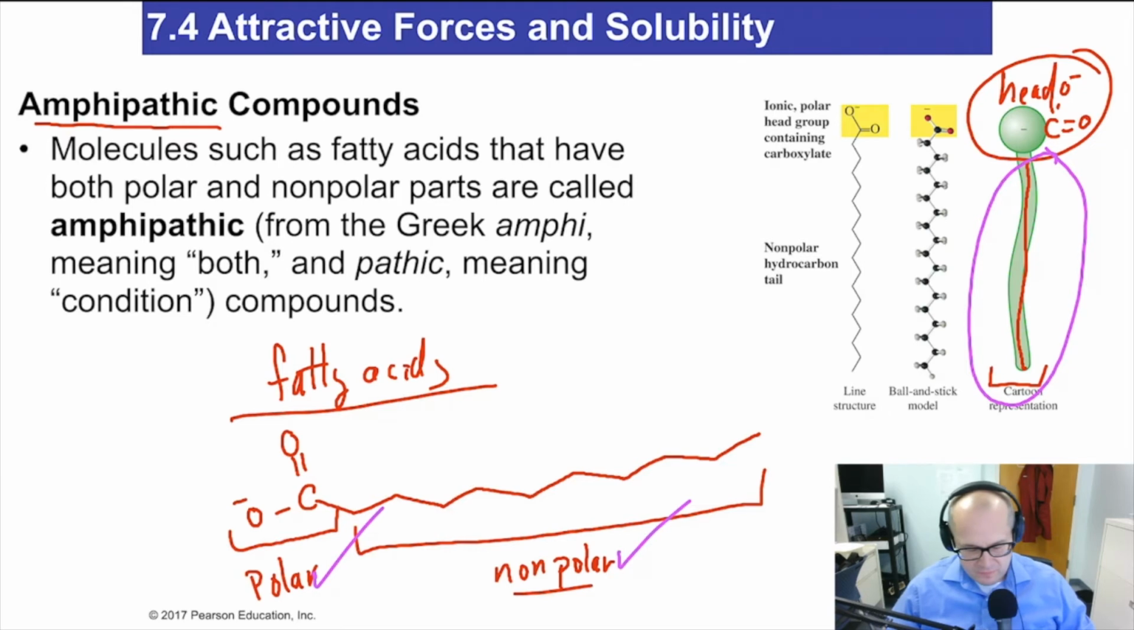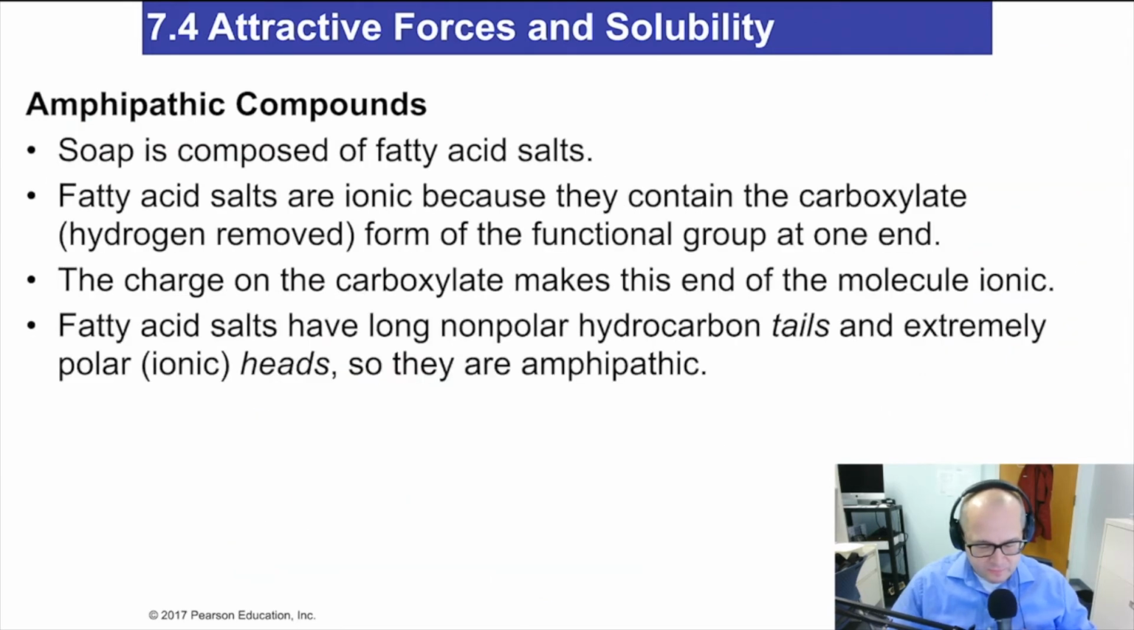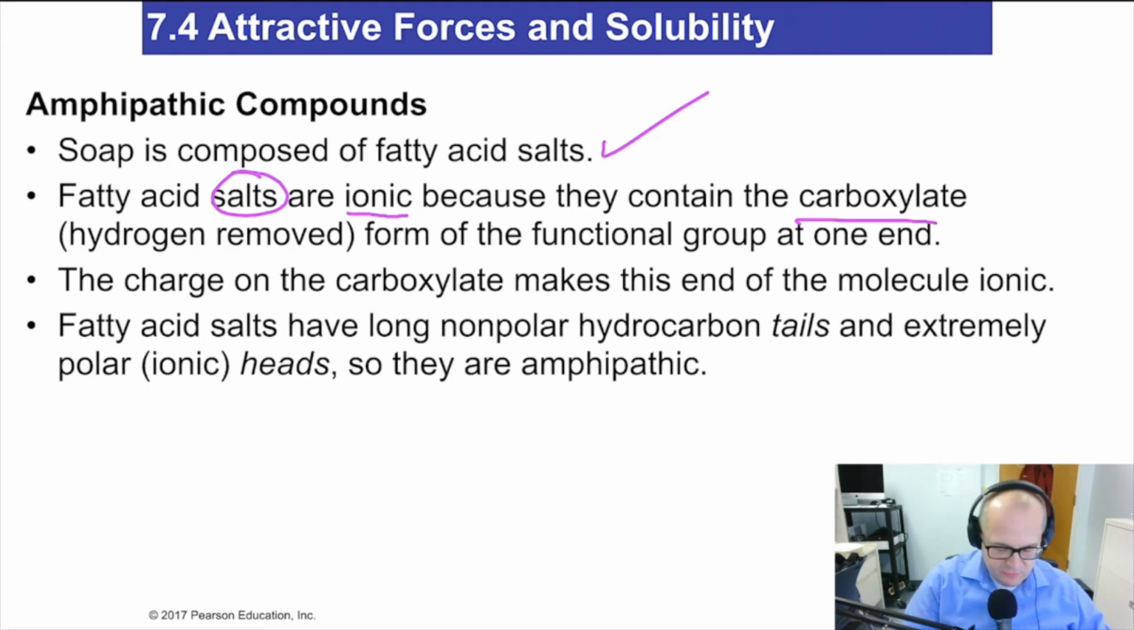Amphipathic. Now, soap is a great example of an amphipathic compound. All right? Soap. Well, let's read about this a little bit. Fatty acid salts are ionic because they contain a carboxylate. Let me draw that for you. That's carboxylate. Hydrogen removed from the functional group at one end. So there's your negative charge right there. This is where the hydrogen used to be. It's gone now, and replaced with an O negative. So this is going to be ionic, guys.